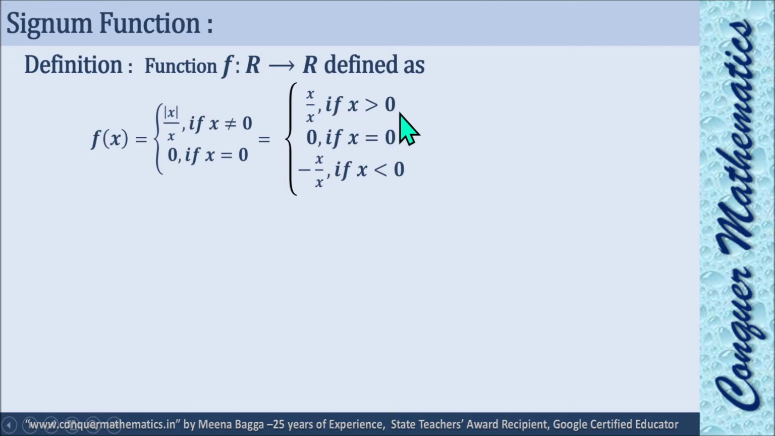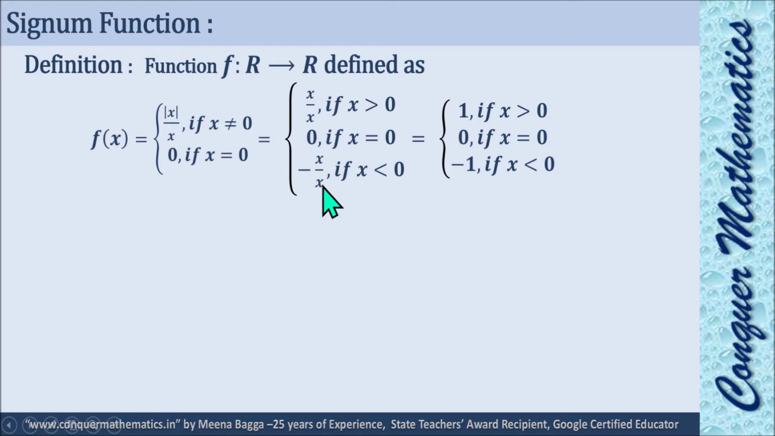But when x is greater than 0, that means positive, this definition will change to x upon x, that means 1. If x is greater than 0, this will be 1. And for x less than 0, modulus x is minus x and minus x upon x will be minus 1. So ultimately this will be the changed definition of the signum function. But you should remember the basic definition always, and this also.